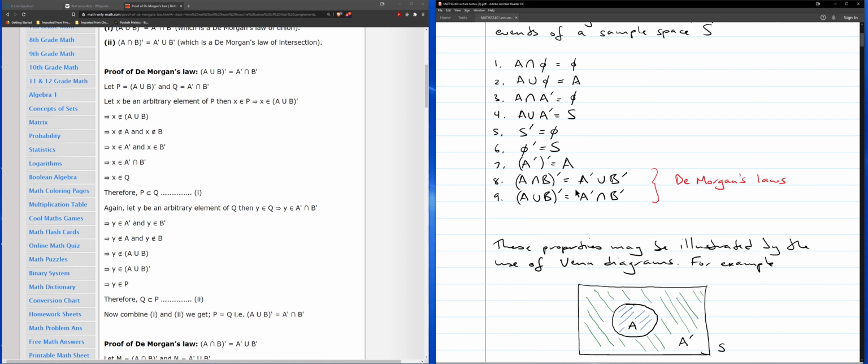I'd expect you to know these identities here. It's a good idea if you have an idea where they come from, but the main thing is that you know these identities and you're able to use them.